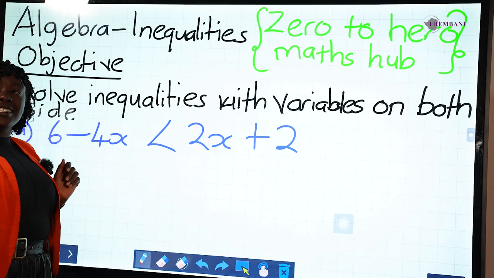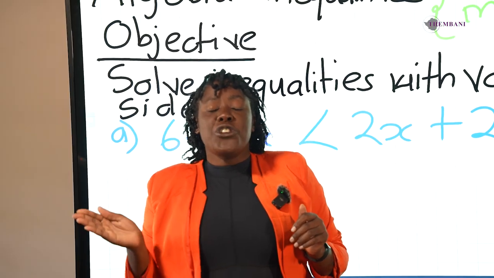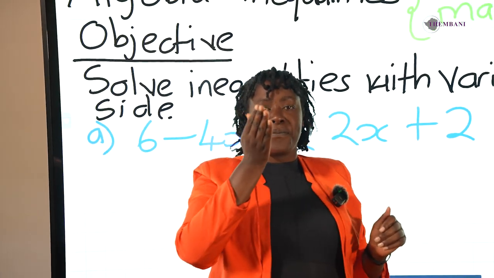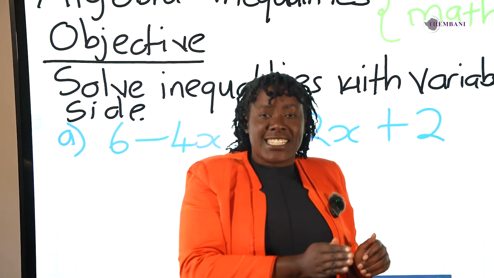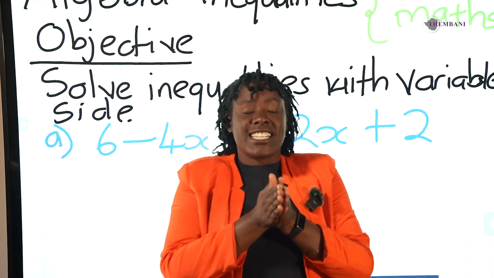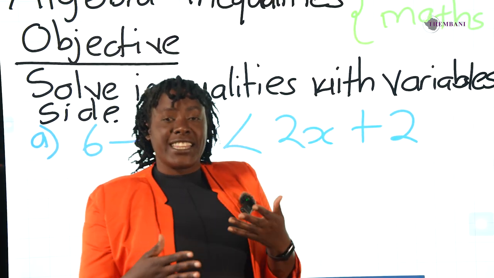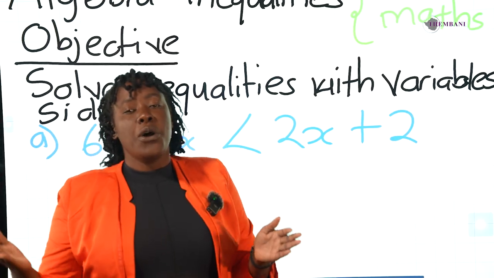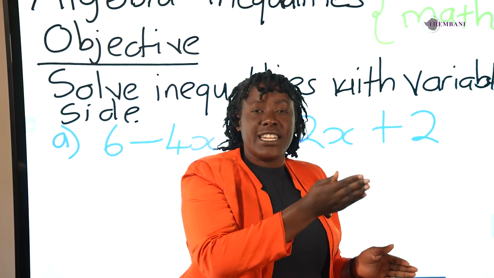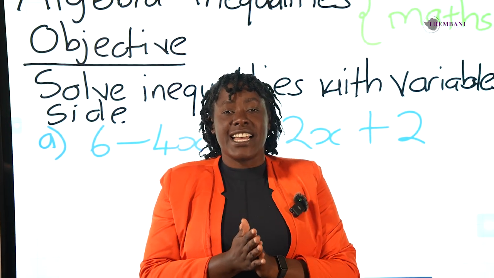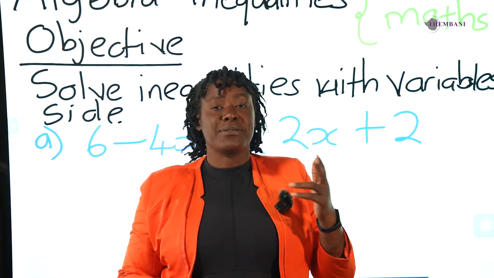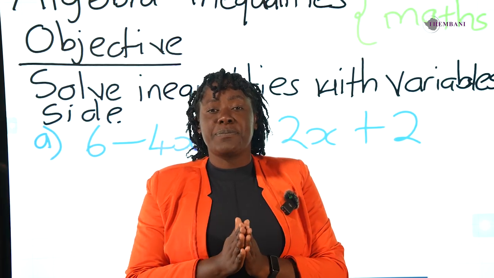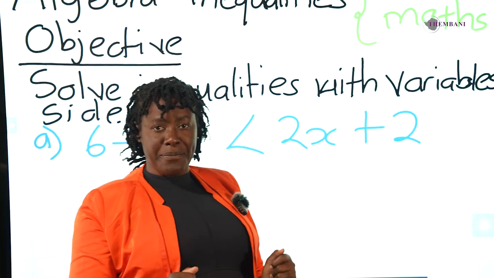Because this is our second lesson, whenever you move something across the inequality sign, it changes its sign. So I'm not going to take the long process or the long method. When you move something across the inequality sign, it changes its sign. If it was positive, it becomes negative. If it was negative, it becomes positive. This is what I mean.